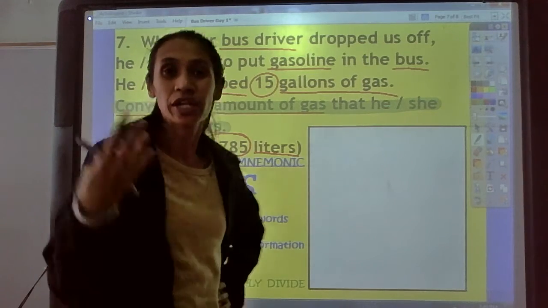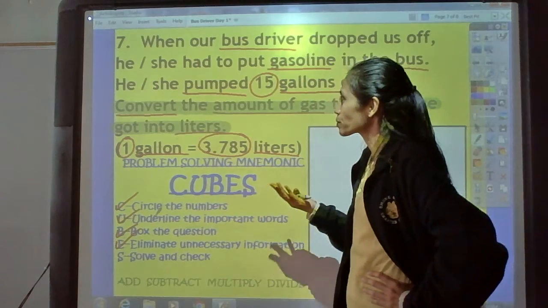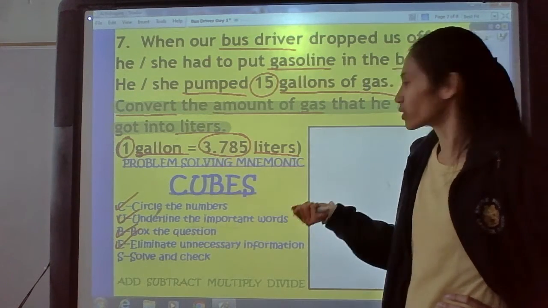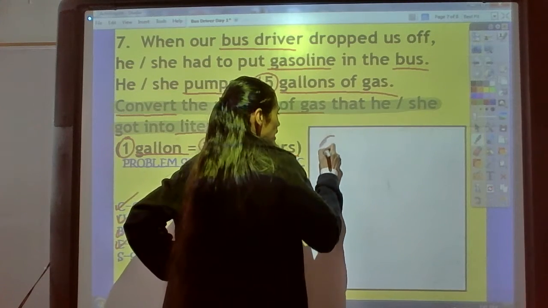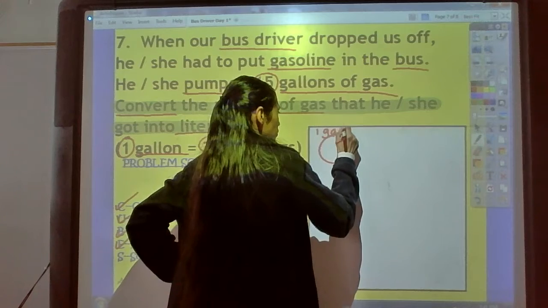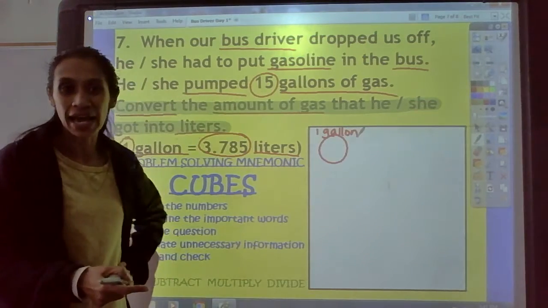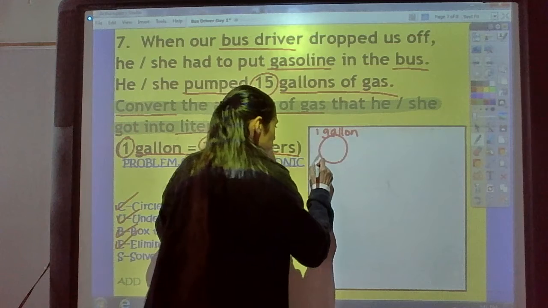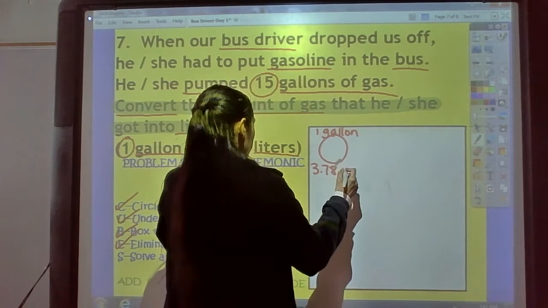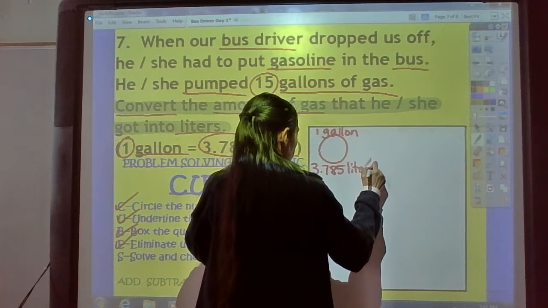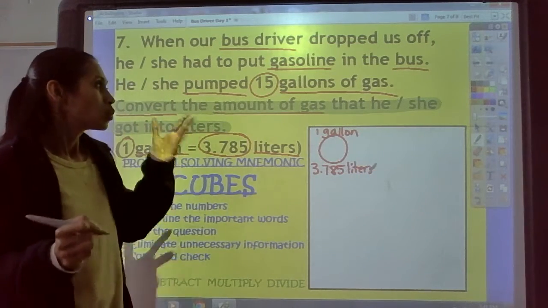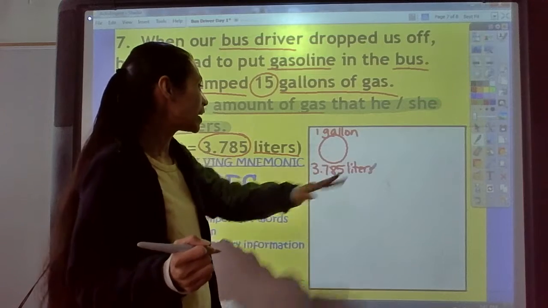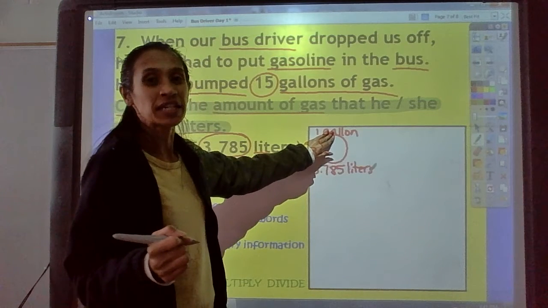Now, I want to draw a picture to help you understand what this problem is asking you to do. He or she pumped 15 gallons, okay? So you're putting gas and it counts it by the gallon. Sometimes they measure that by liters. So imagine this circle right here is 1 gallon. Now, 1 gallon of gas is the same thing as 3.785 liters. Okay? So, what that means is I need how many of these? 15 of these. So, I need to figure out how many liters 15 of these would be.